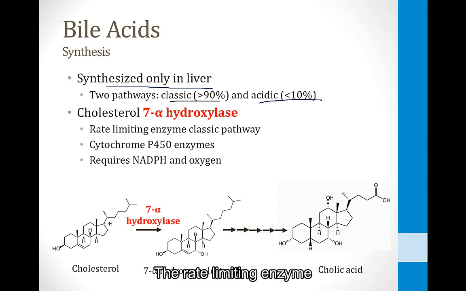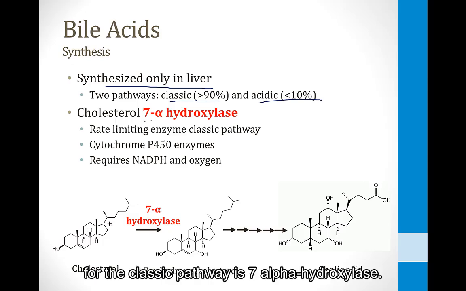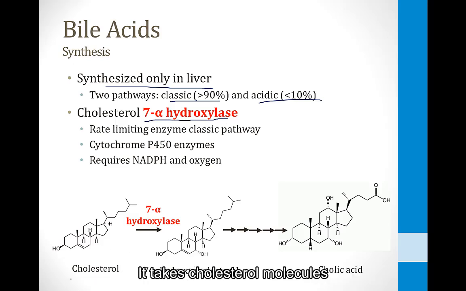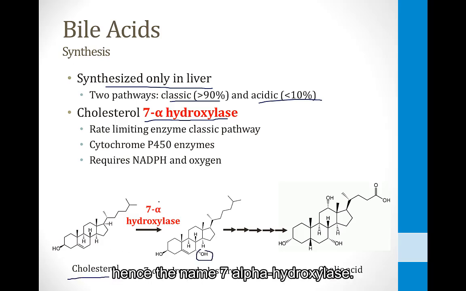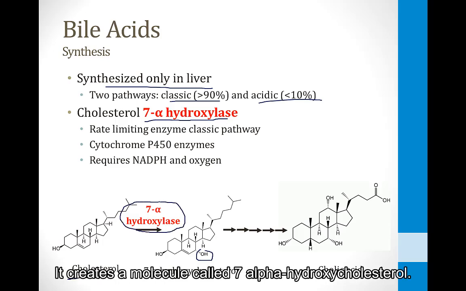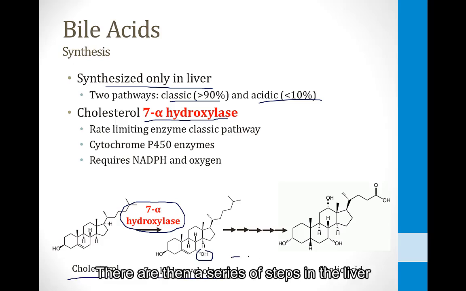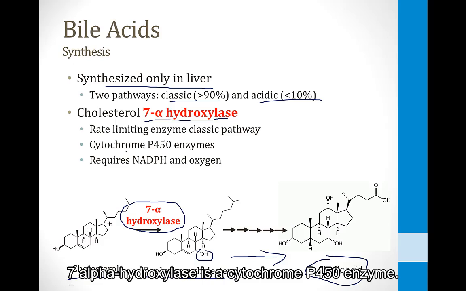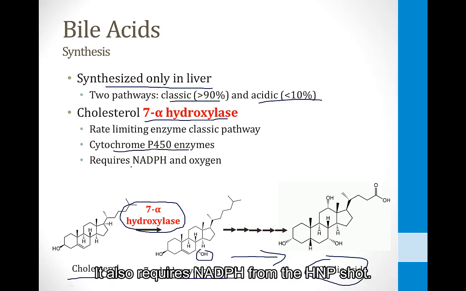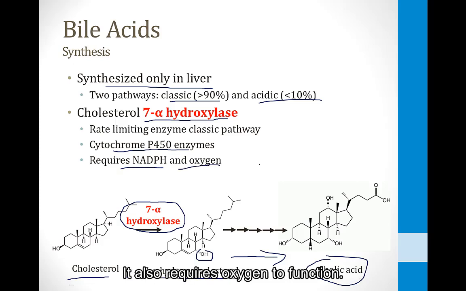The rate-limiting enzyme for the classic pathway is 7-alpha hydroxylase. It takes cholesterol molecules and adds a hydroxyl group to the 7-carbon, hence the name 7-alpha hydroxylase. It creates a molecule called 7-alpha hydroxycholesterol. There are then a series of steps in the liver which lead to the synthesis of bile acids like cholic acid. 7-alpha hydroxylase is a cytochrome P450 enzyme. It also requires NADPH from the HMP shunt. It also requires oxygen to function.